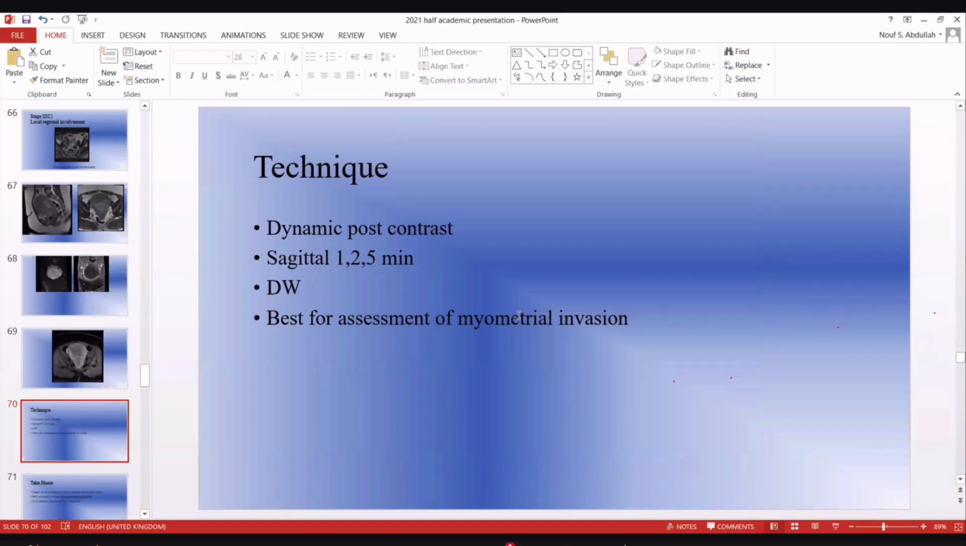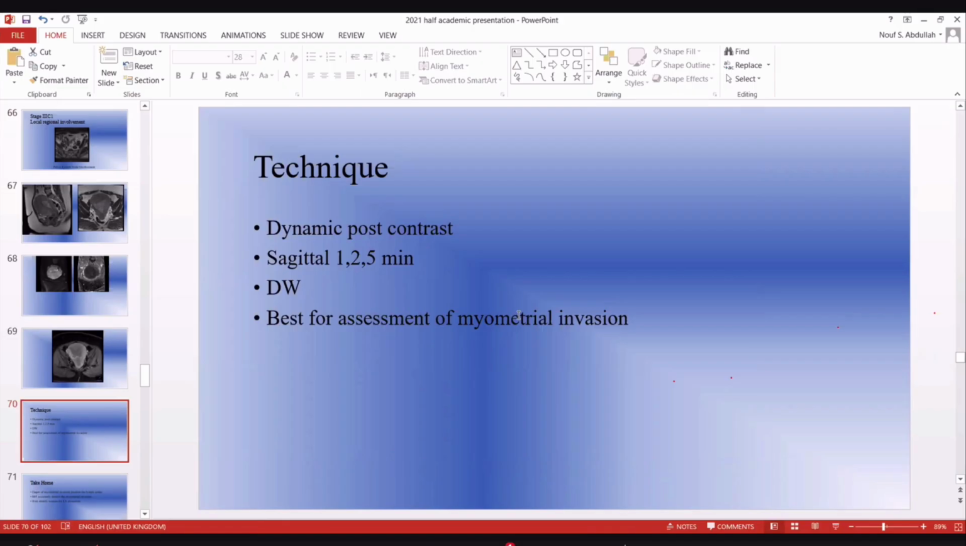So, what is the technique for evaluation of endometrial cancer? You remember we talked before about this technique for cervical cancer. We said the 3-plane T2 sequences are the best. You have to look for them. These are your main sequences.